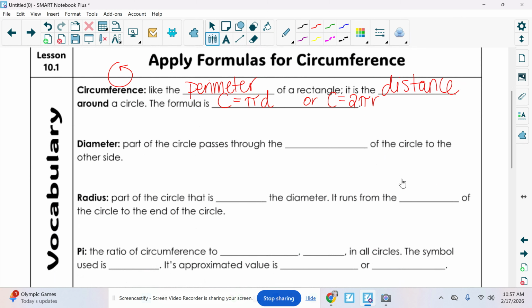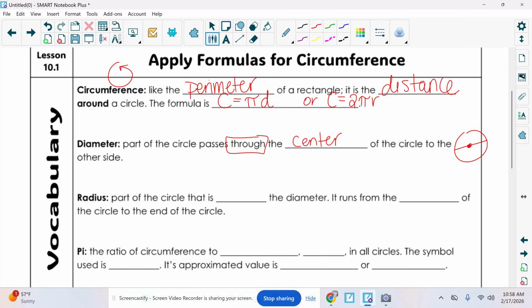Alright. So, diameter. Diameter is the part of the circle that passes through the center of the circle to the other side. So if I draw a picture of it, there's the center. It passes through the center. That's a key part. It's like the equator of the earth. So, diameter is abbreviated with a D.